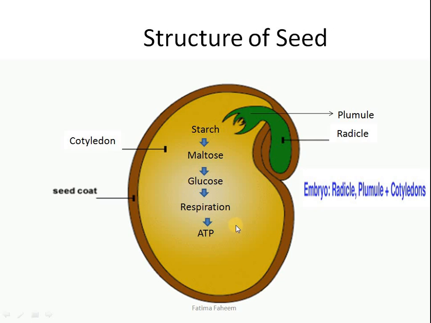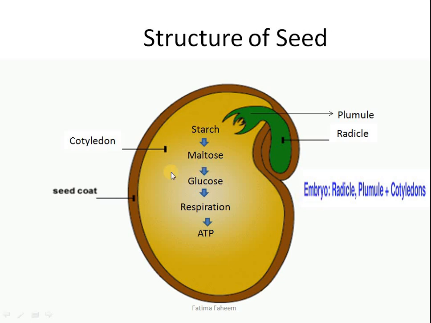In this diagram, I have shown you the internal structure of the seed, where you can see cotyledon, which is storing starch. We can see seed coat or testa. We can see radicle and plumule. The characteristic of these two and seed coat, I have shown you before, that plumule will grow into a shoot while radicle will grow into a root. These three, plumule, radicle and cotyledon, are named as embryo.